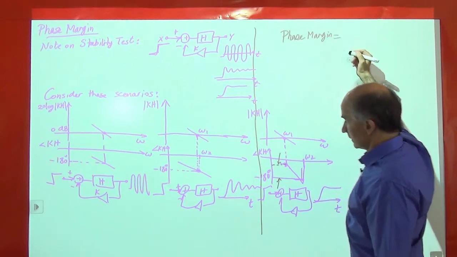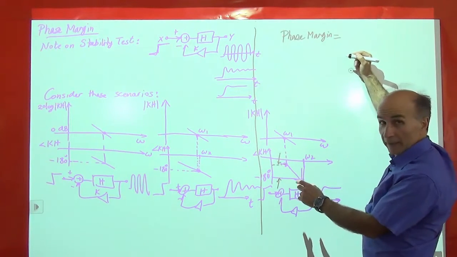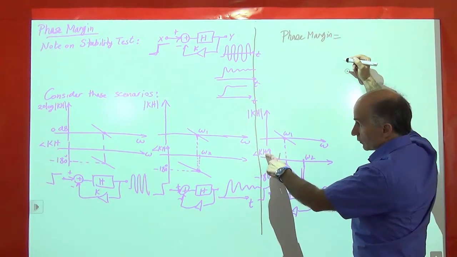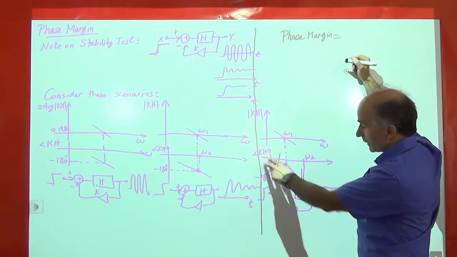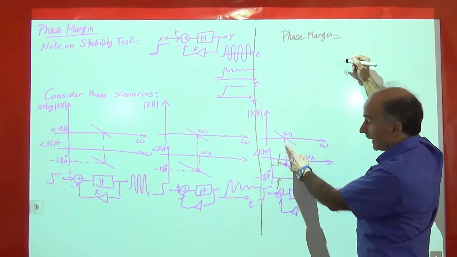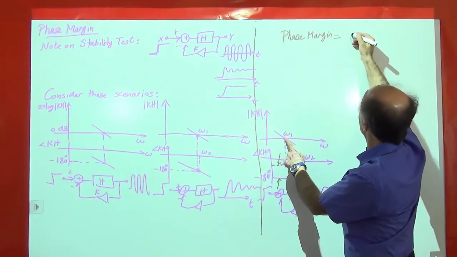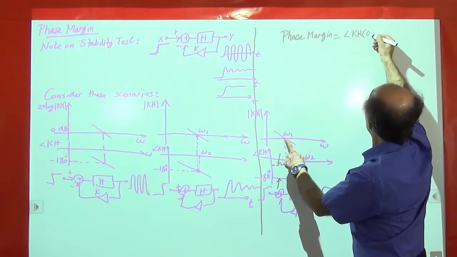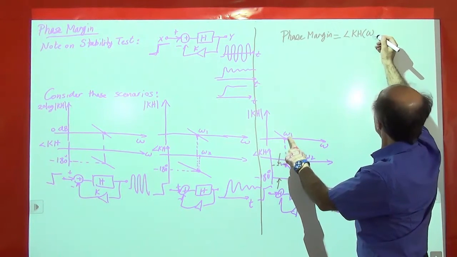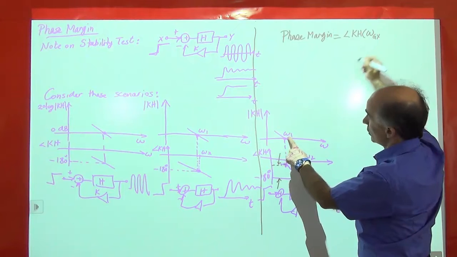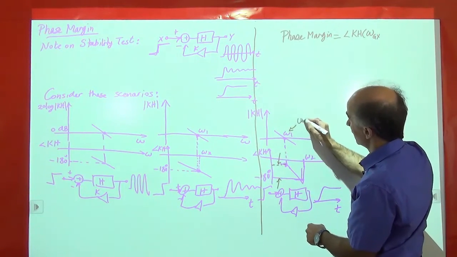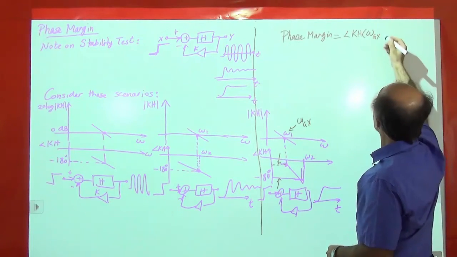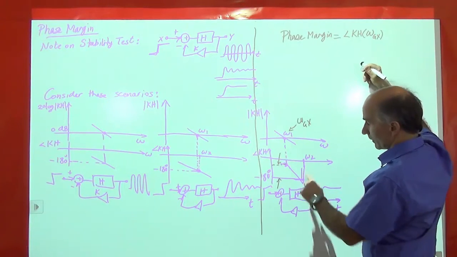So we say the phase margin is equal to, how do I calculate that? It is the phase of the loop gain calculated at what frequency? At the gain crossover frequency. So it's the angle of kh of omega gx. We denote by gx the gain crossover frequency. So that's this angle, this value here.